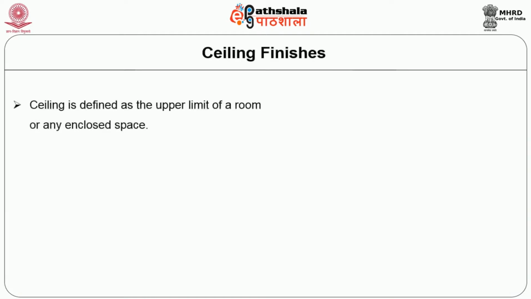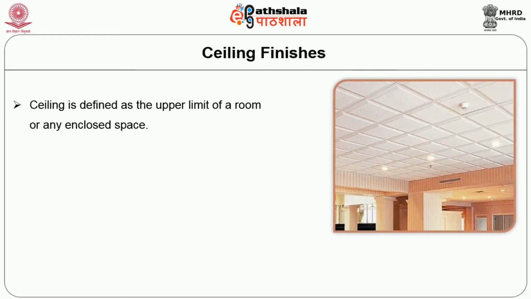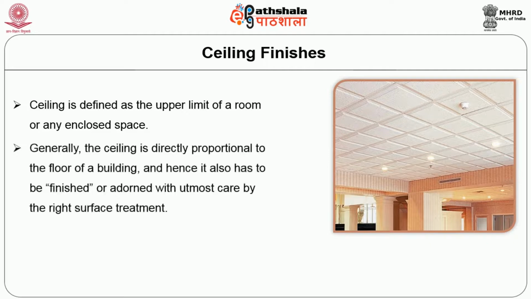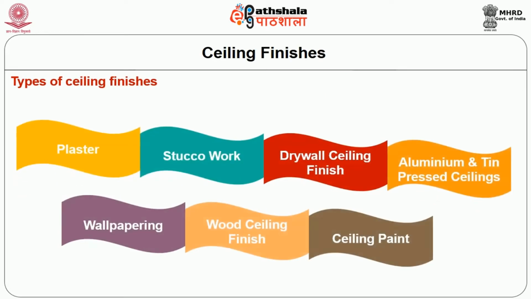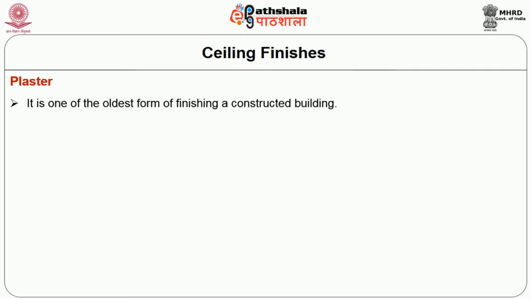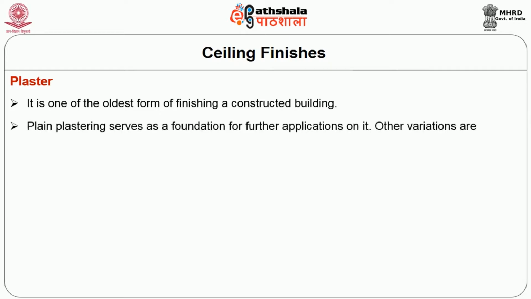Ceiling finishes. Ceiling is defined as the upper limit of a room or any enclosed space. Generally, the ceiling is directly proportional to the floor of a building and hence it also has to be finished or adorned with utmost care by the right surface treatment. Types of ceiling finishes. Plaster. It is one of the oldest forms of finishing a constructed building. Plain plastering serves as a foundation for further applications on it.